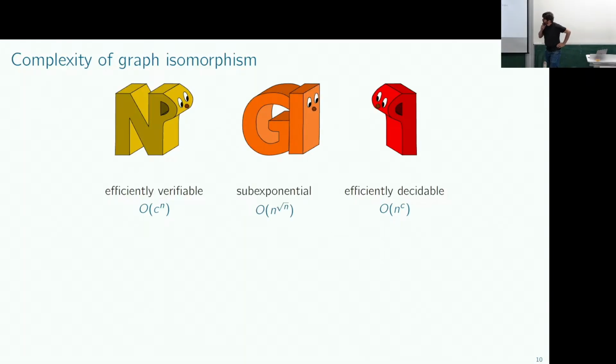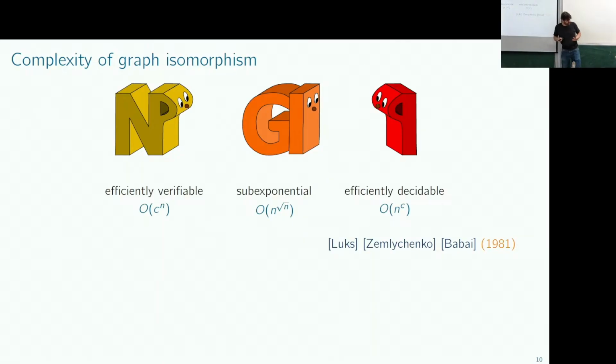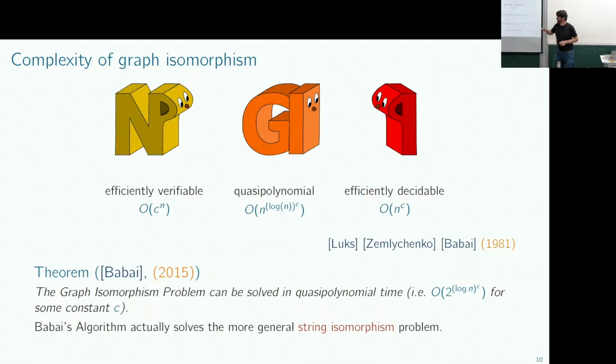The status used to be basically an n to the root n sub-exponential time algorithm. This is from the 80s. This is Babai put together various things from Luks and Zemlyachenko. But then in 2015, there was a breakthrough to quasi-polynomial time, n to the log n to the c. So the theorem is that the graph isomorphism problem can be solved in quasi-polynomial time, 2 to the (log n)^c. My understanding is this c is 3.